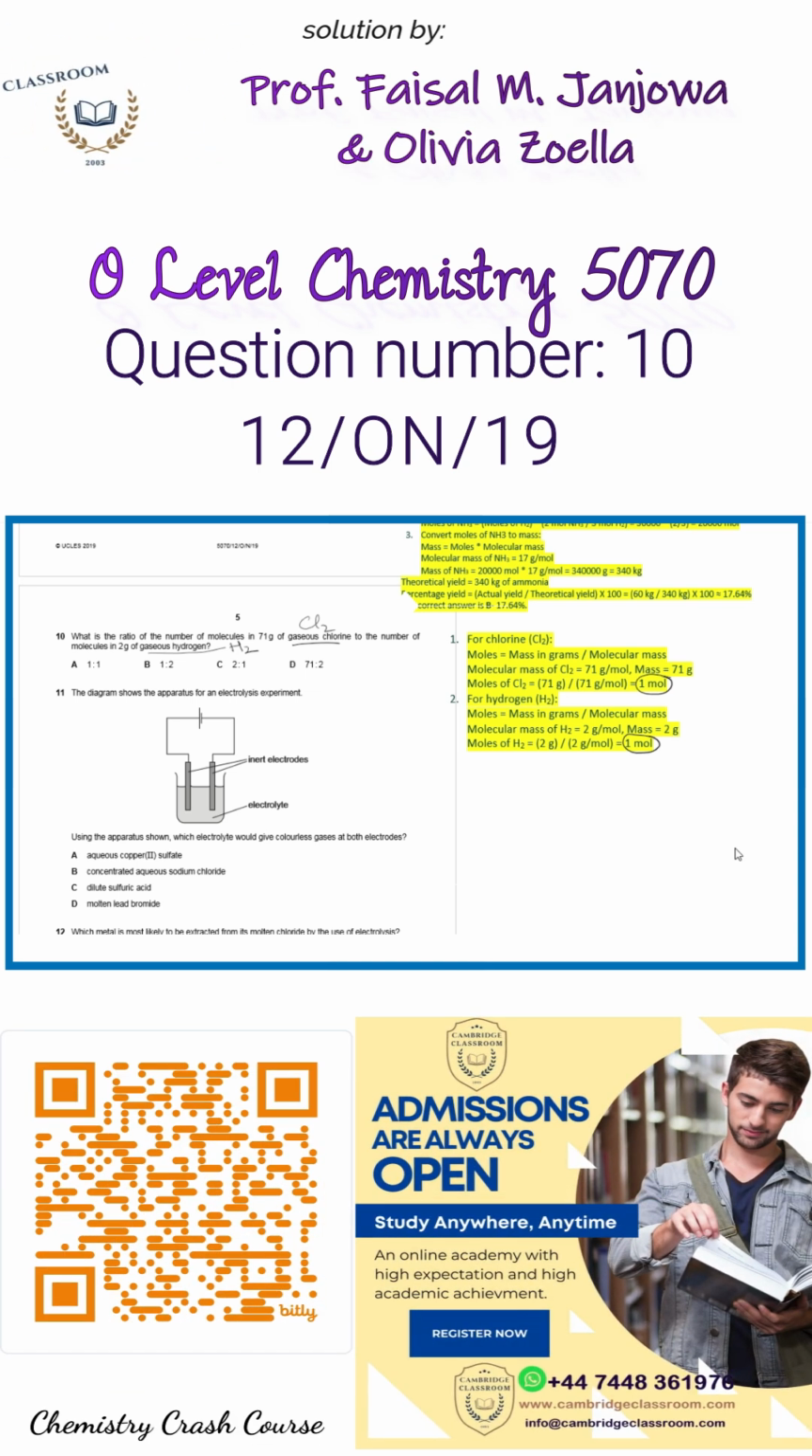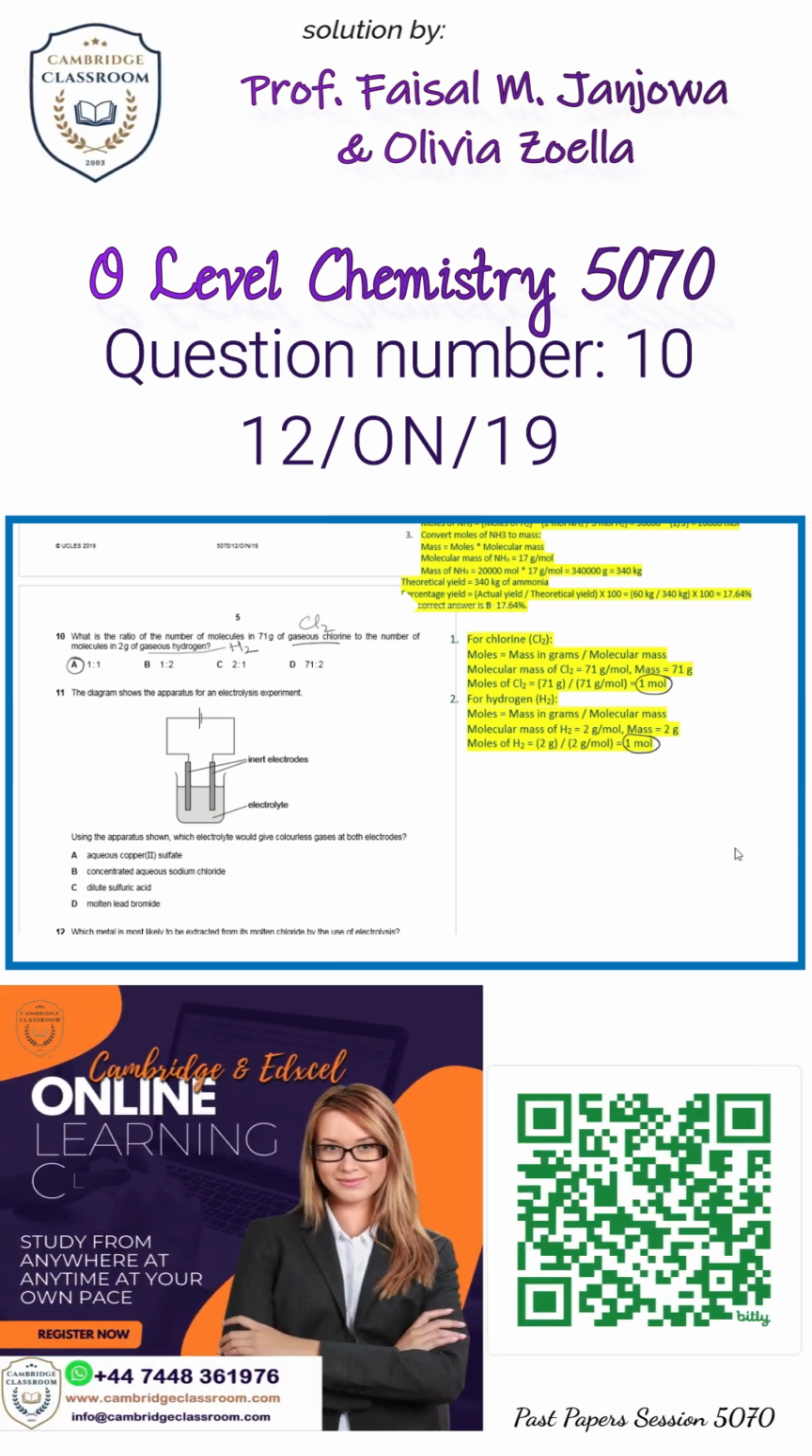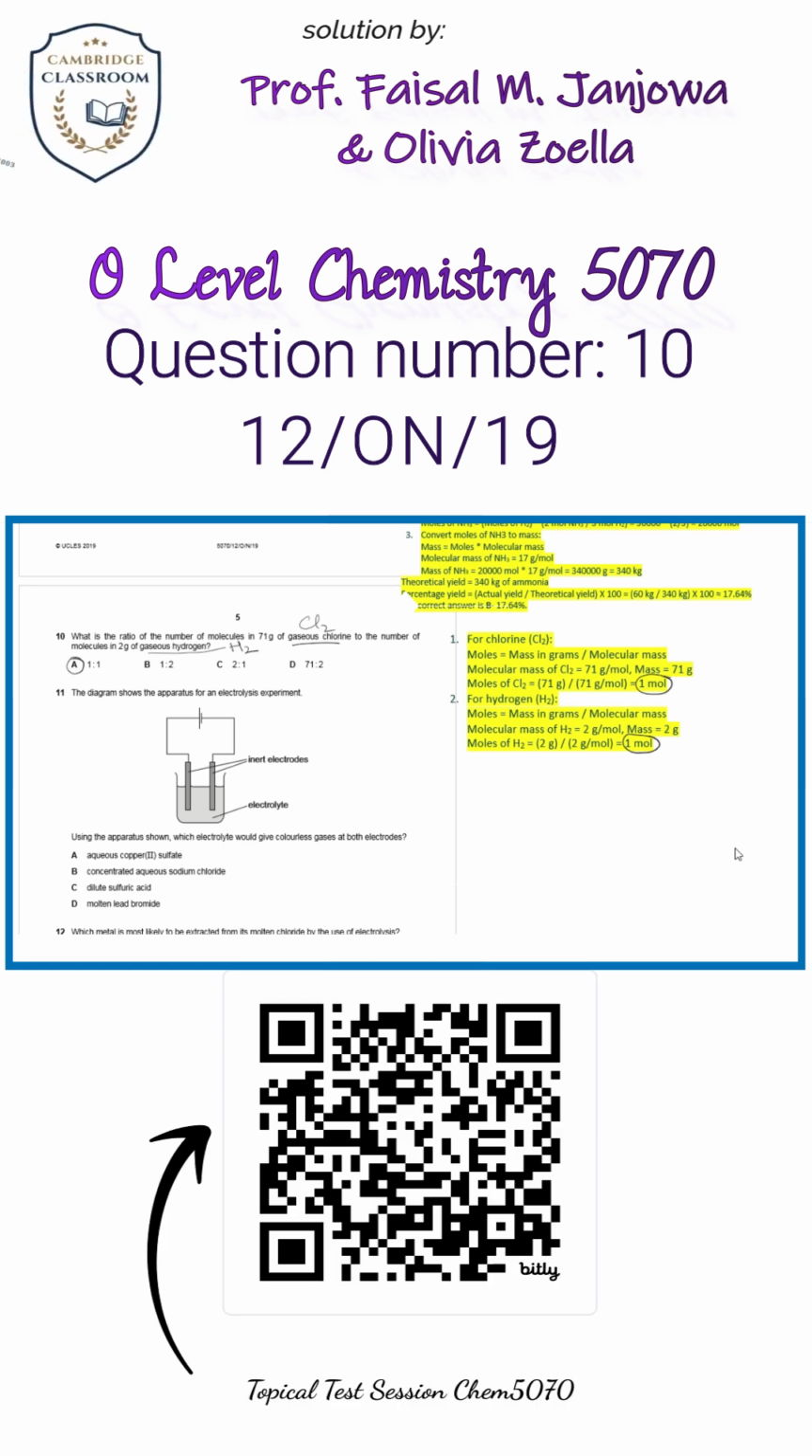Since both chlorine and hydrogen have the same number of moles, 1, they also have the same number of molecules. Therefore, the ratio is 1:1, and the correct answer is what?